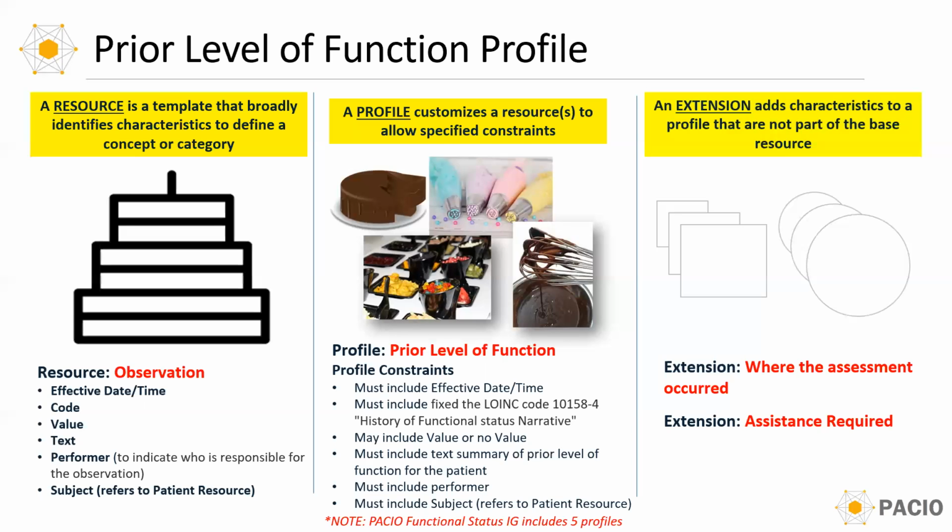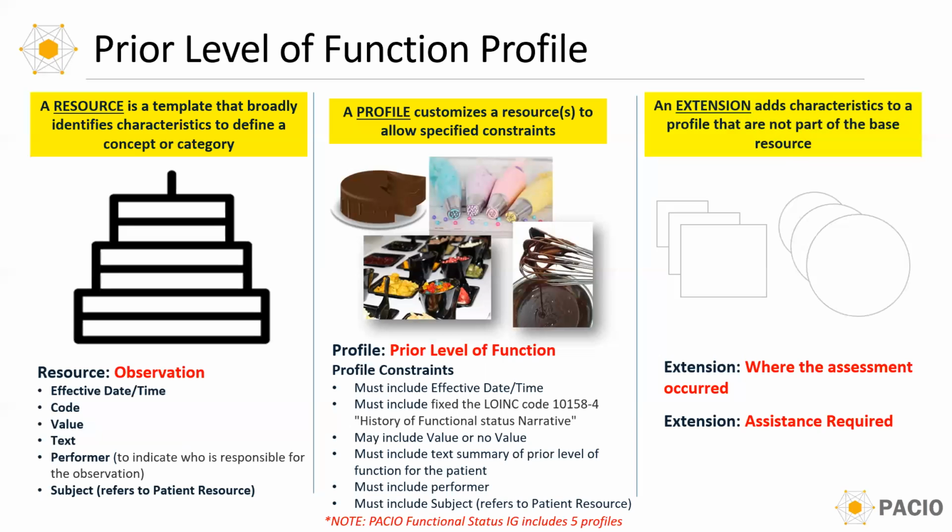Must include effective date time, must include fixed the LOINC code 10158-4, history of functional status narrative, may include value or no value, must include text summary of prior level of function for the patient, must include performer, and must include subject, which will refer to the patient resource. The prior level of function profile also includes an extension for where the assessment occurred and for whether or not assistance was required.